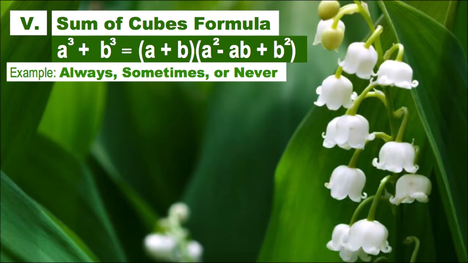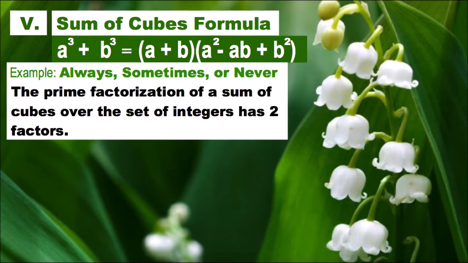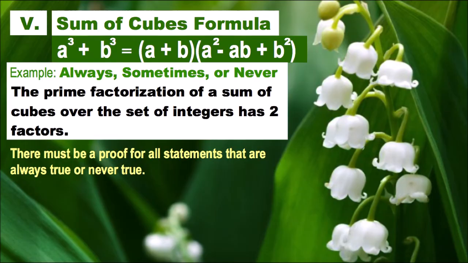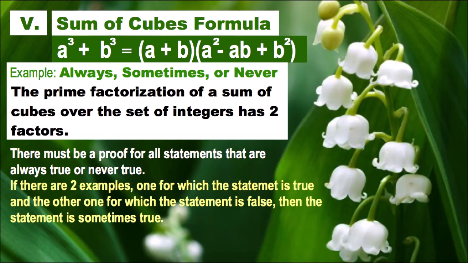For example, always, sometimes, or never. The prime factorization of a sum of cubes over the set of integers has two factors. There must be a proof for all statements that are always true or never true. If there are two examples, one for which the statement is true and another one for which the statement is false, then the statement is sometimes true.